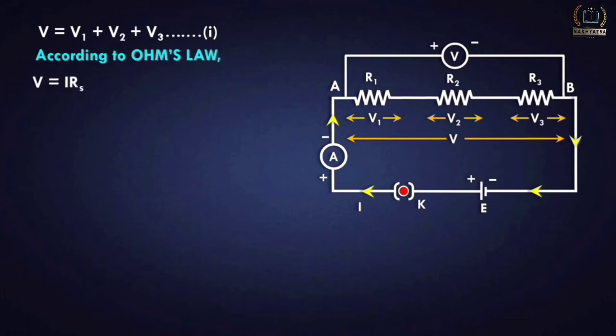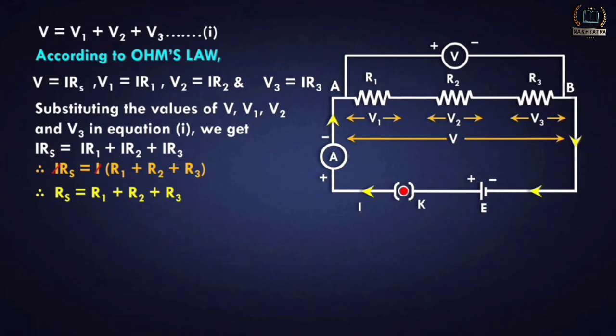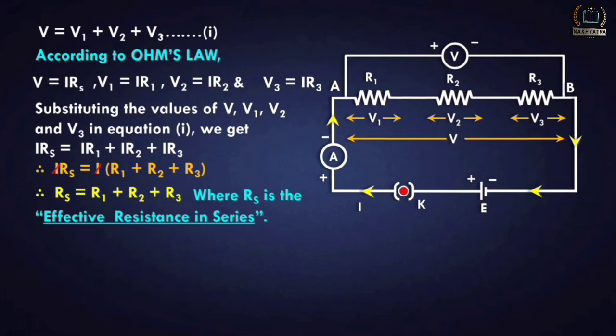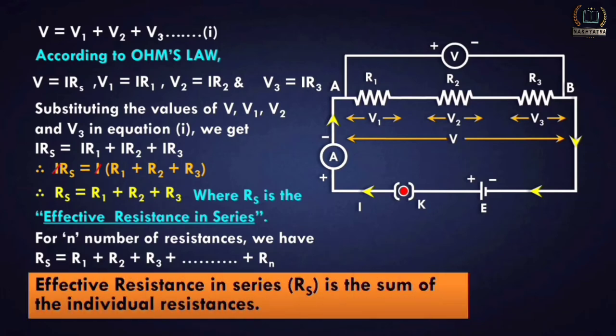Now according to Ohm's law, V equals I RS, where RS means the series connection. So V1 equals I R1, V2 equals I R2 and V3 equals I R3. Now substitute the values for V, V1, V2 and V3 in equation 1. Then we will get this. It is simple mathematical derivation which you can easily solve. RS is the effective resistance in series. For n number of resistances, RS equals R1 plus R2 plus R3 plus dot dot dot Rn. So the effective resistance in series RS is the sum of the individual resistances, R1, R2, R3.